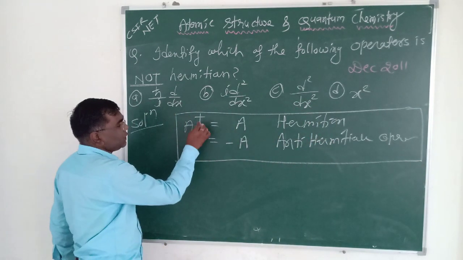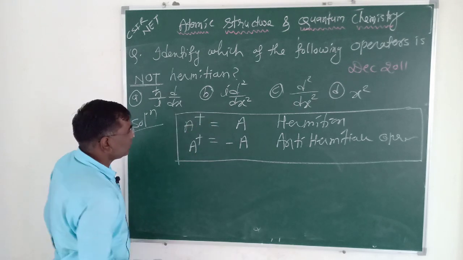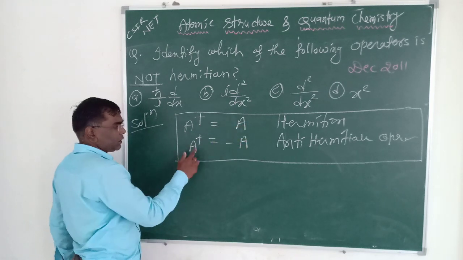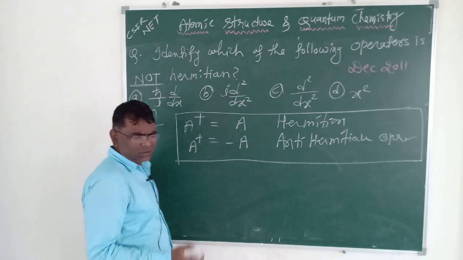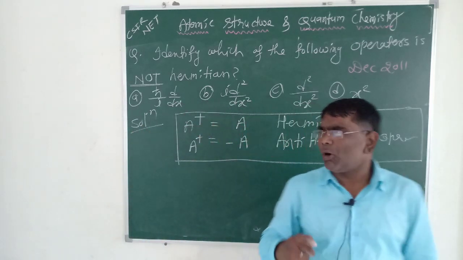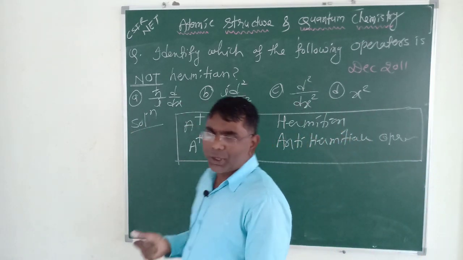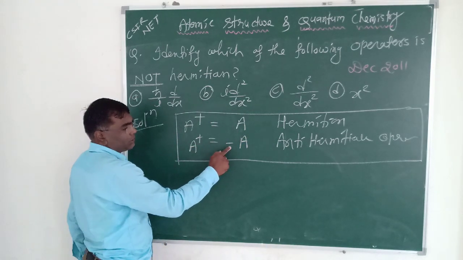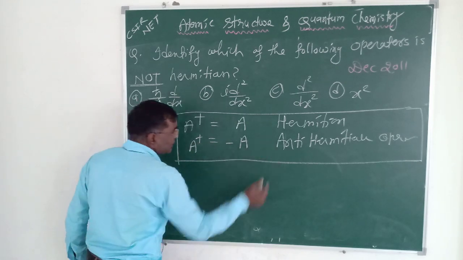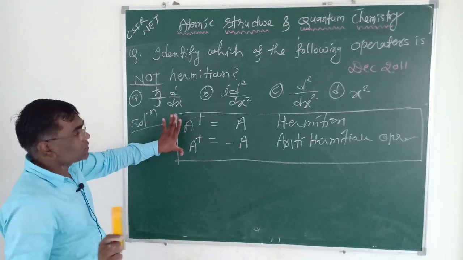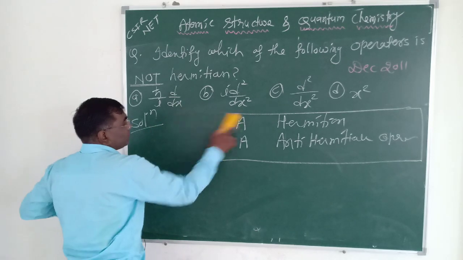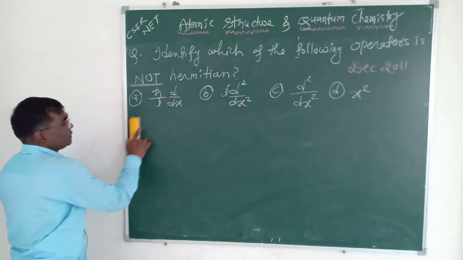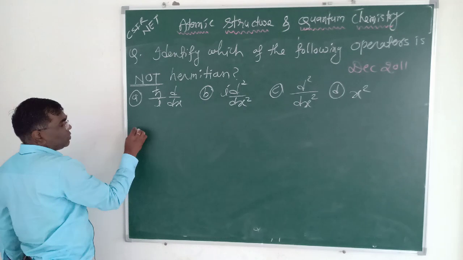And what do you mean by dagger? I'll tell you after a few seconds. If A dagger is equal to A, then it is a Hermitian operator. And if A dagger is some function operating on the particular operator, it will give a new value. So if A dagger is equal to the negative of A, then it is an anti-Hermitian operator. First of all, just note these two conditions in your copy and prepare systematic notes with me. Now some basic algebra.